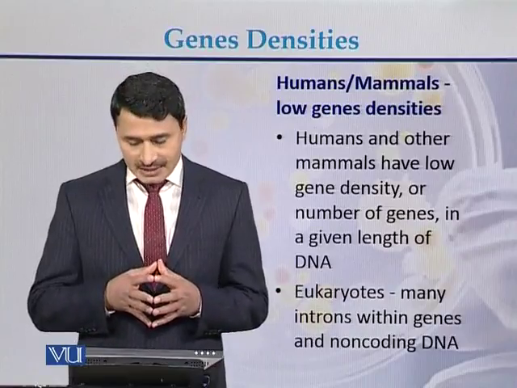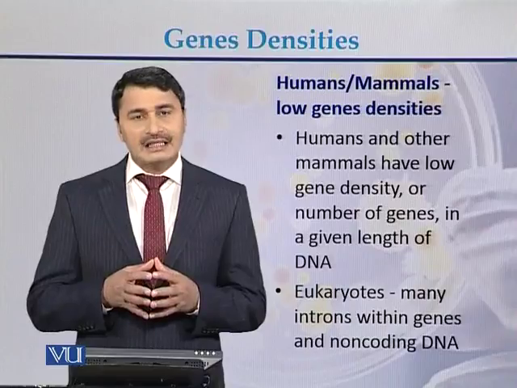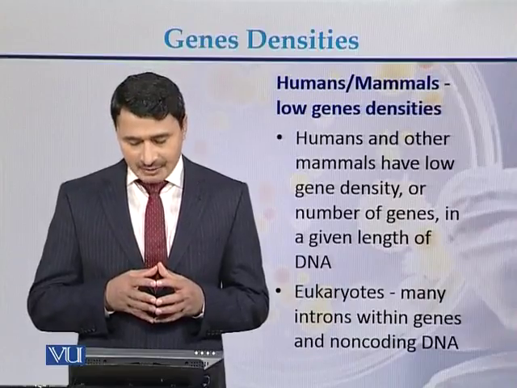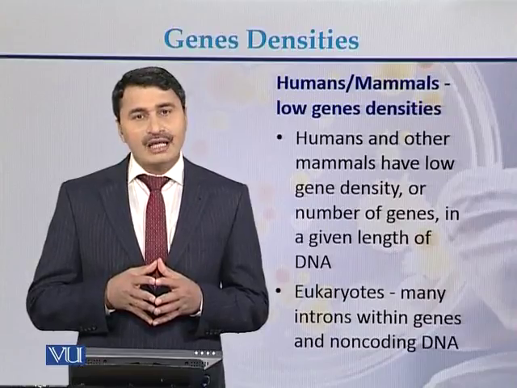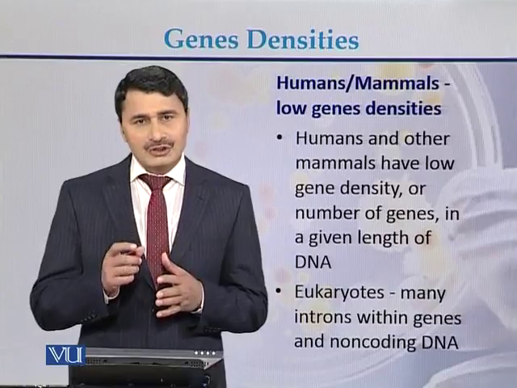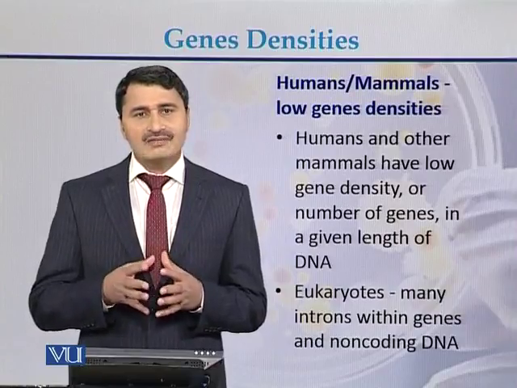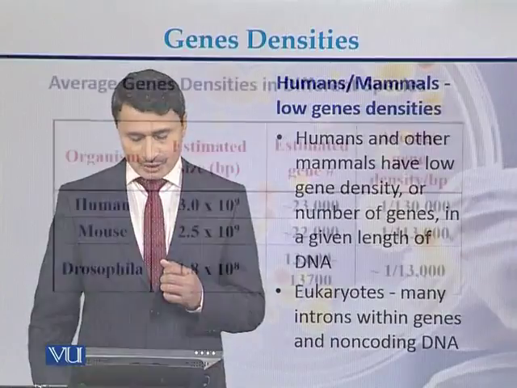Humans and other mammals have low gene density, or a low number of genes in a given length of DNA. In eukaryotic genomes, many introns are found. There are introns within the exons, as well as non-coding DNA in eukaryotes.